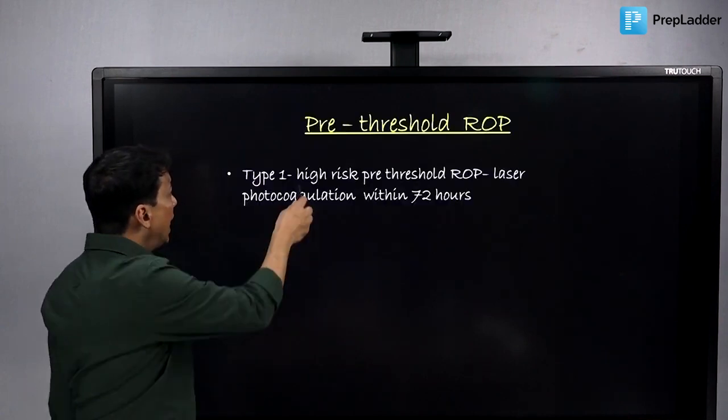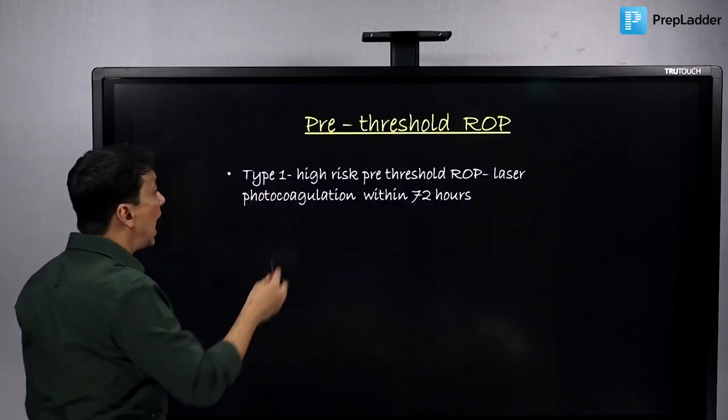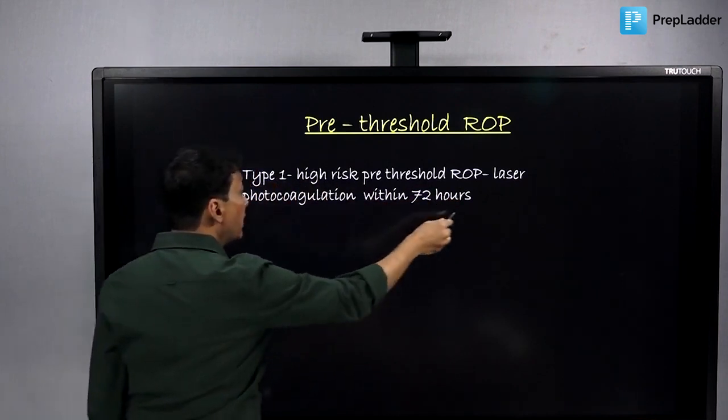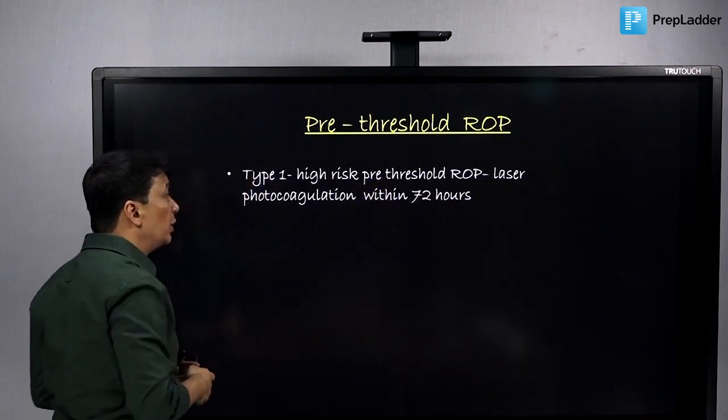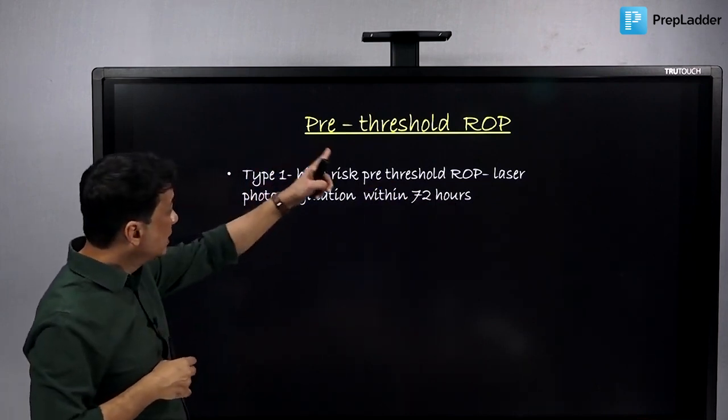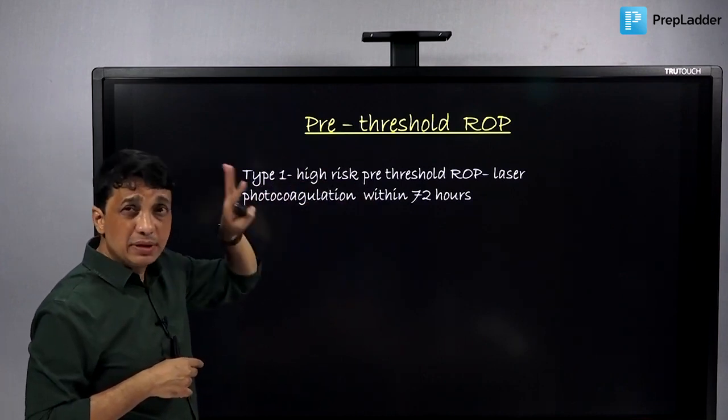Type 1, as I mentioned, is a high risk pre-threshold ROP and requires laser photocoagulation within 72 hours, following which, if not done, it may develop retinal detachment. So it's a high risk pre-threshold and it should be treated immediately.